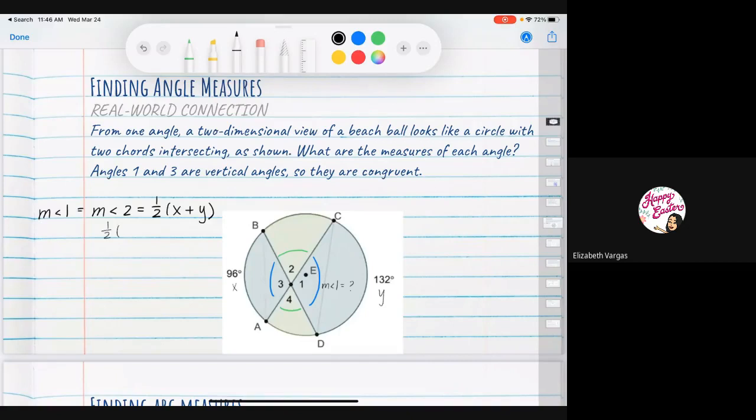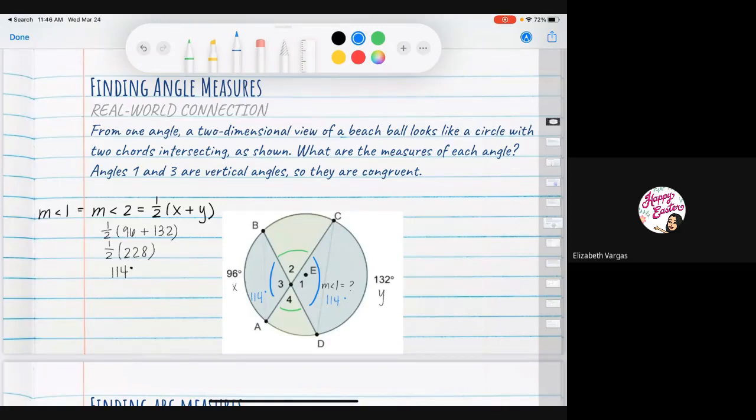1/2 times the sum of 96 plus 132. Okay, 96 plus 132 is 228. 1/2, so I'm multiplying by 1/2. What that tells me is that the measure of my missing angle is 114. And because 3 is its vertical angle, it would be congruent to it. So this would also be 114. Now, how do I find the missing angles 2 and 4?